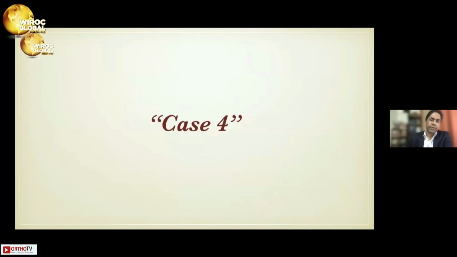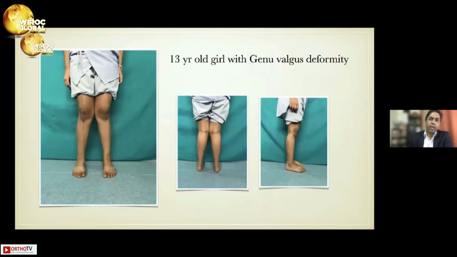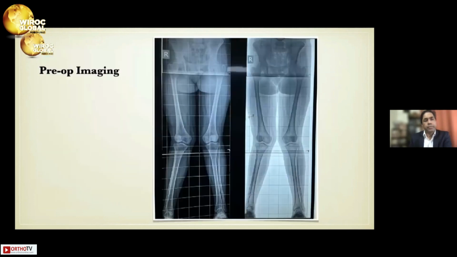Now moving to case 4. She was a 13-year-old girl with genu valgus deformity, usually bilateral. These were the pre-op images of that child. She was having the bilateral genu valgus deformity. The deformity was mainly in the distal femur.